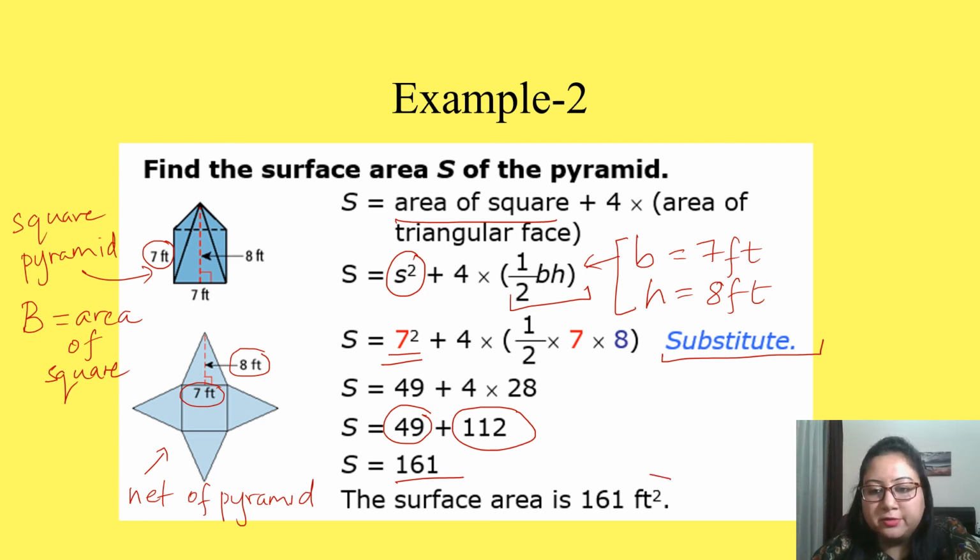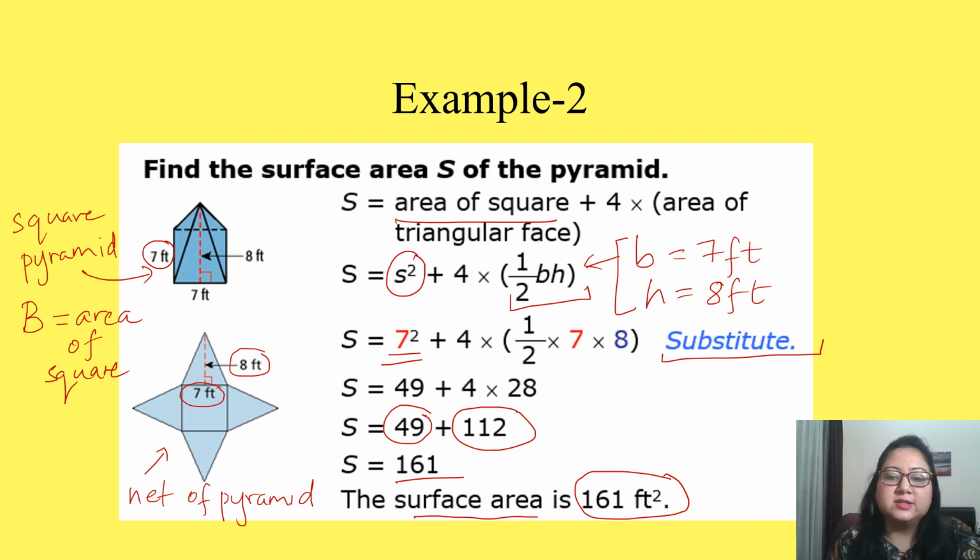I'm sure you will not forget to put the units here. The unit for the surface area of this square pyramid is feet squared, since the two dimensions were given to you as 7 feet and 8 feet. So the final answer, let's sum it up: the total surface area of the square pyramid is 161 feet squared.